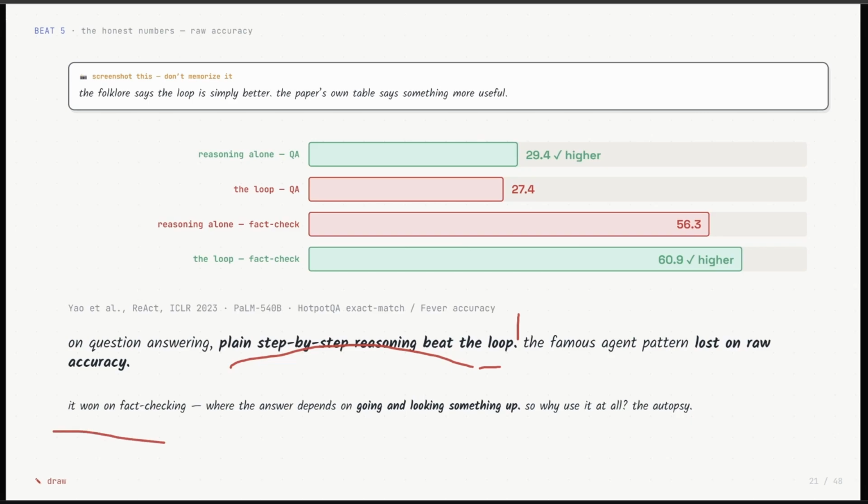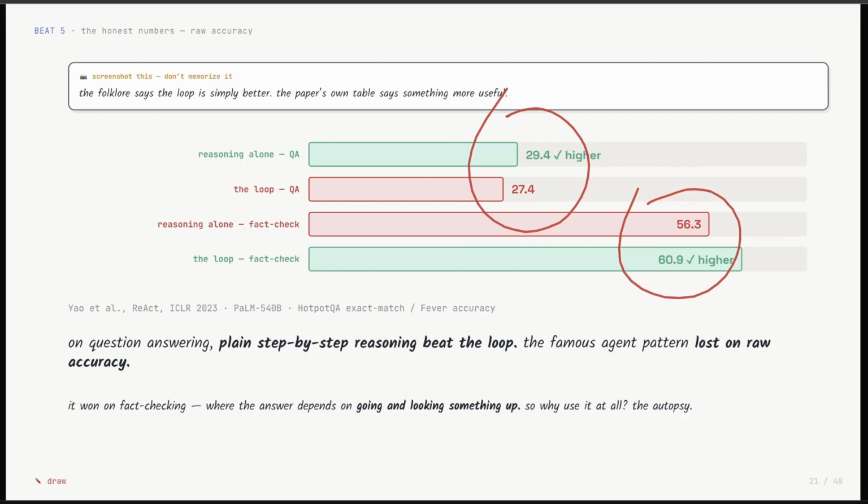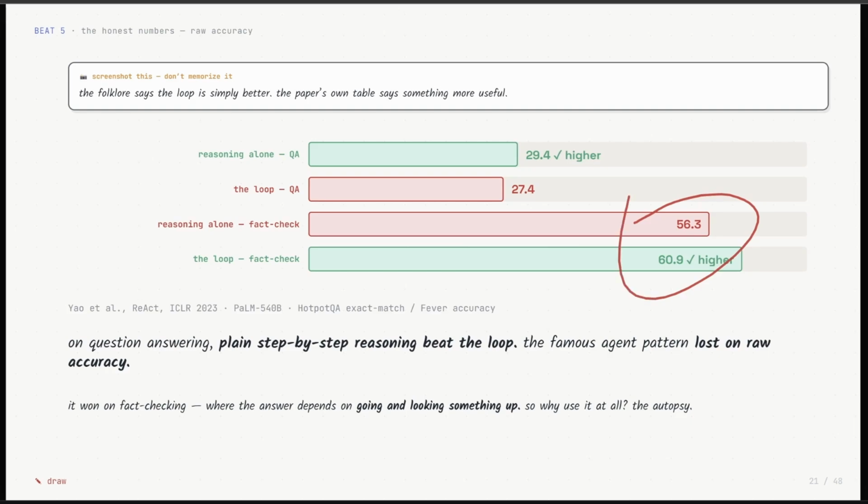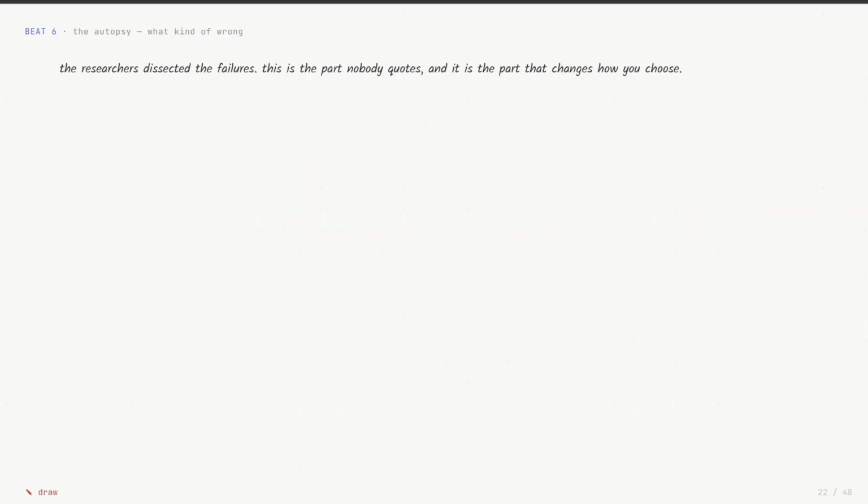It won on fact-checking, where the answer depended on going and looking something up, but it didn't win on the reasoning. So why would anyone use it? Because the scores even here are close. It's not that much of a difference. And you don't know in the beginning whether the task could be just reasoning, or fact-checking with reasoning. So why would anyone use it if it costs more? Because the loop costs more latency and tokens and spending. So what's the point?